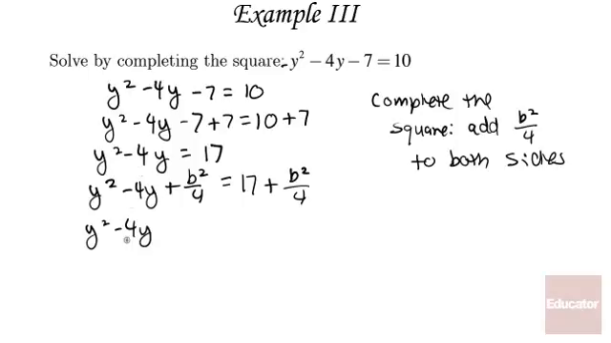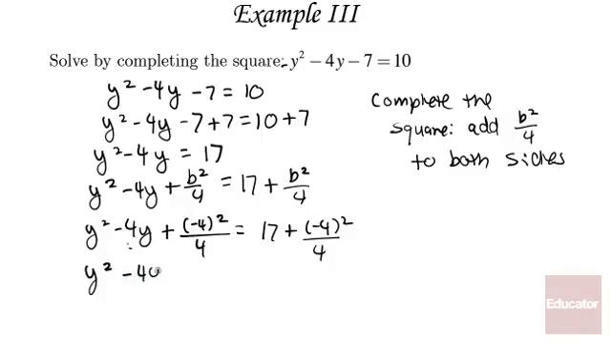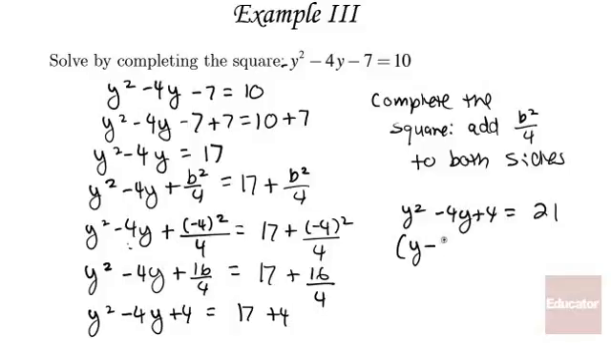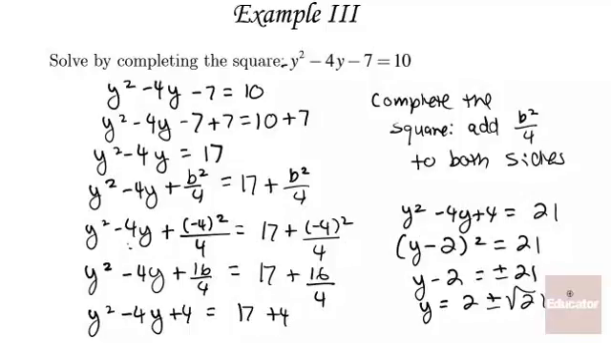Looking at what I have, negative 4 for b. So this is negative 4 times negative 4 is 16 over 4. This is y squared minus 4y plus 4 equals 17 plus 4. So that comes out to y squared minus 4y plus 4 equals 21. Factor this into y minus 4 divided by 2 squared equals 21. Now use the square root property. Take the square root of both sides. And this is going to give me y equals 2 plus or minus the square root of 21.